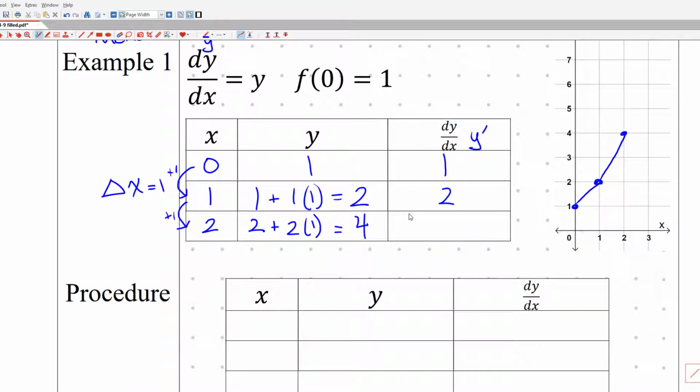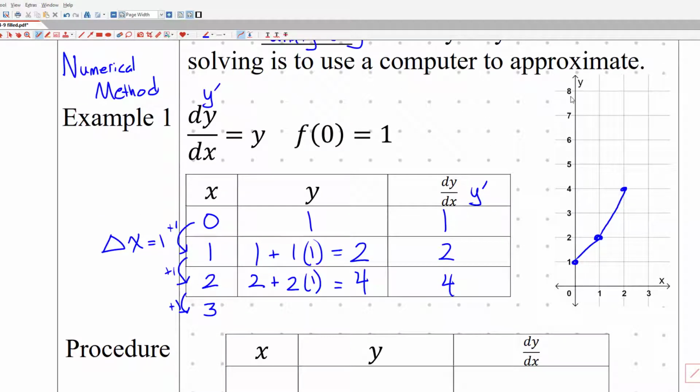Let's just try one more to make sure you guys got it. So again, I'm doing a step size of 1, so plus 1. And what is my new y prime? So I'm plugging in, it's just the y, right? So this 4 is copied over here. So my new slope is 4. On my graph, I can even check what this is going to be. It's going to be right 1, up 4: 1, 2, 3, 4. So I know my y coordinate is going to be 8.